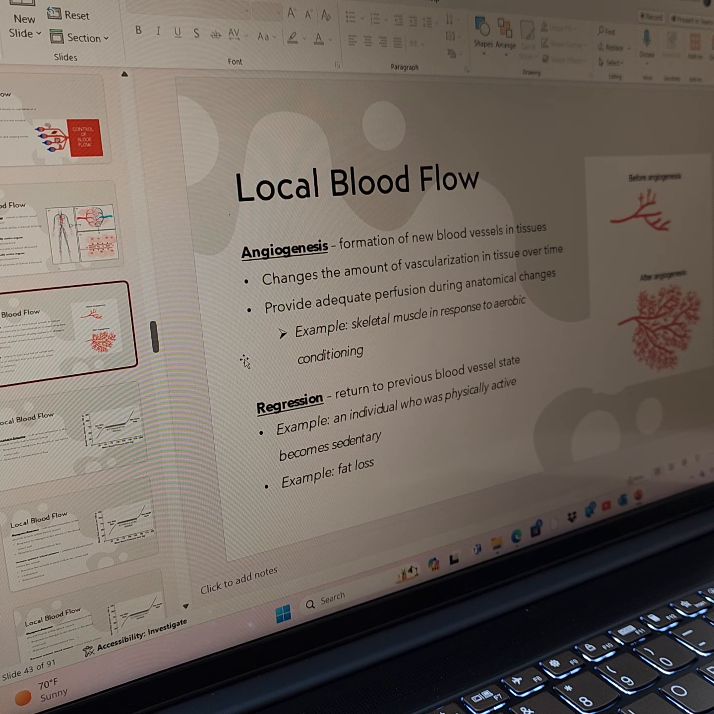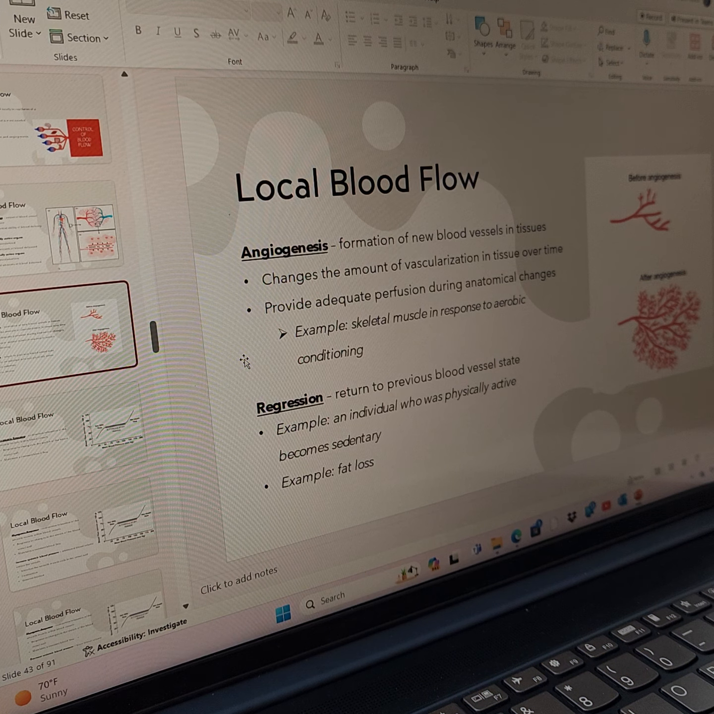Angiogenesis is the formation of new blood vessels in tissues. It changes the amount of vascularization in a tissue over time. It provides adequate perfusion during anatomical changes. An example of this would be skeletal muscle in response to aerobic conditioning. Regression would be a return to the previous blood vessel state, as when an individual who is physically active becomes sedentary or in fat loss.